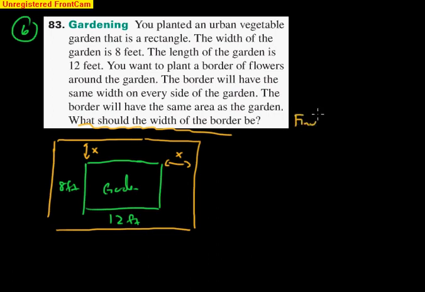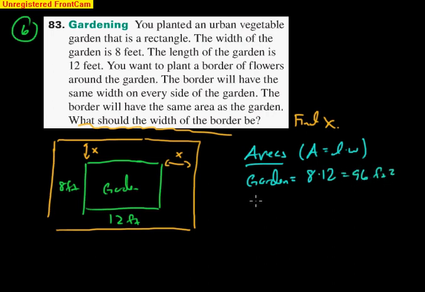Let's find x. So how do we do this problem? Well, it's an area problem again. So we just look for areas. And remember, area is length times width. So what was the original area of the garden? Well, the garden is 8 by 12.